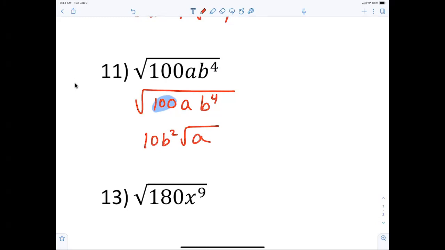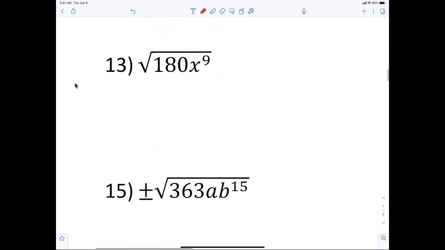All right, and I'm telling you, there's a lot going on with radicals now. This is the basics. I can't teach you to add, subtract, multiply, divide if we can't break them down.